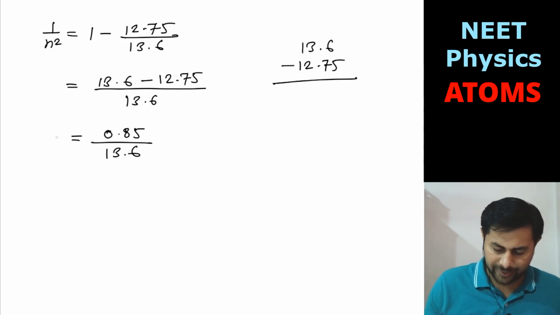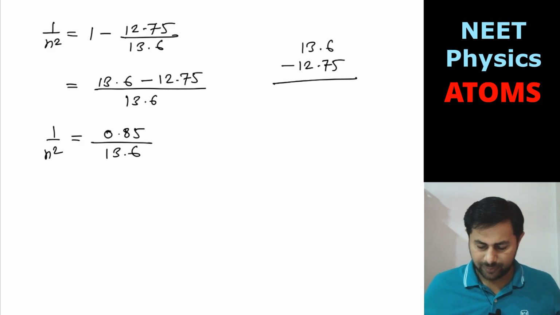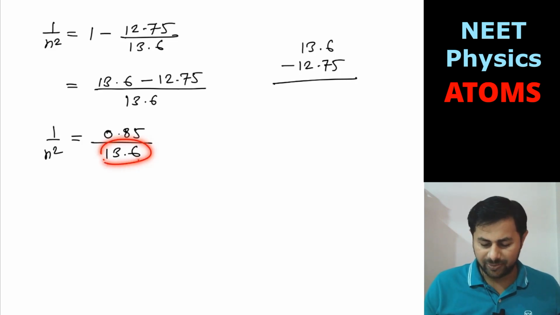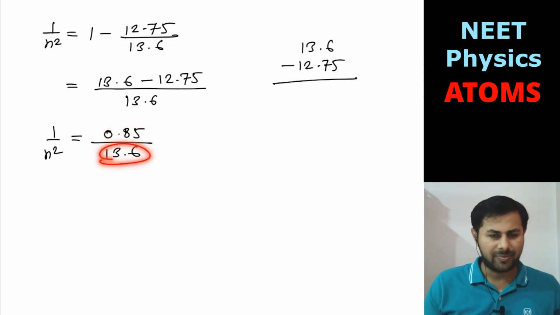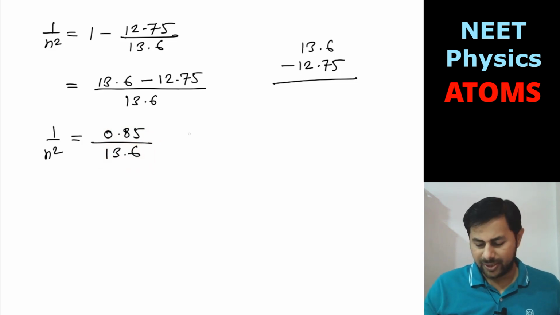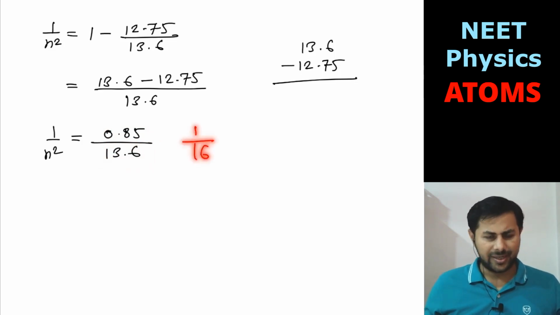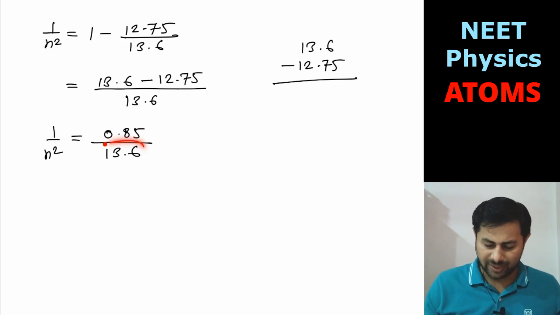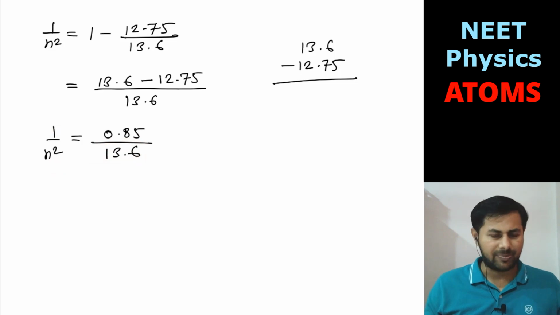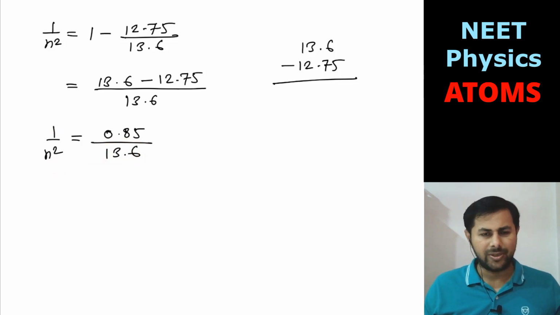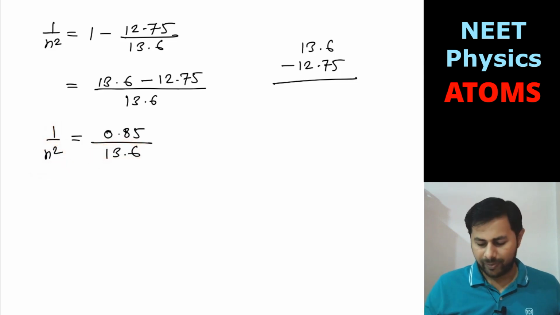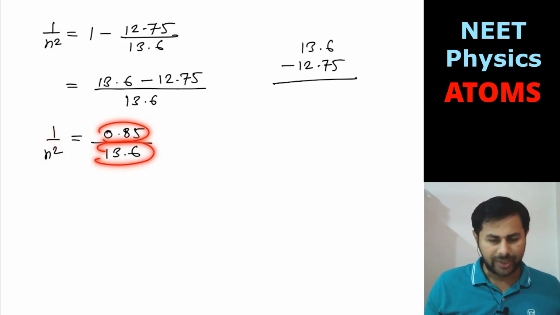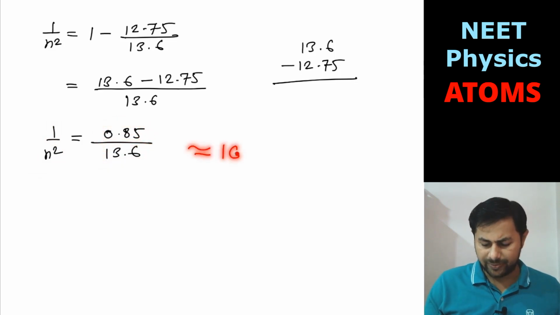So this is 1 by n square, right? So now if you divide 13.6 by 0.85, what will you get? You will get a number which is a little bit greater than 13.6, so you can say it will be close to 16. Because this is 1 by n square, and the principal quantum number would be 1, 2, 3, 4, something like that. That means this number must be close to some square. So 13.6 divided by 0.85 will give you near about 16.